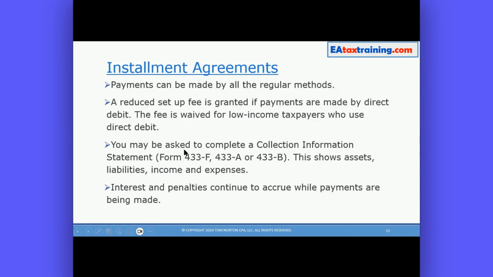You may be asked as part of the process to complete a collection information statement. That's the 433 series of forms, and that shows your assets, liabilities, income, and expenses. And interest and penalties do still accrue while you are making an installment agreement. So an installment agreement will not get you out of any interest or any penalties. It just allows you to pay them over time. As a matter of fact, you're going to keep accruing them. So as you're making the payments, there is still interest and penalties accruing on the part that has not yet been paid.